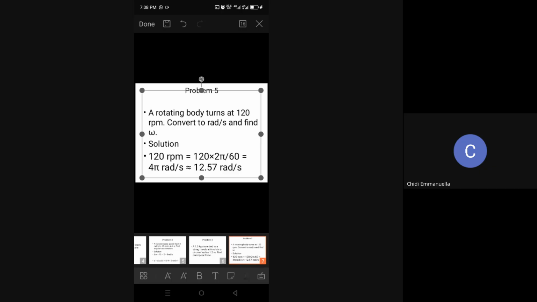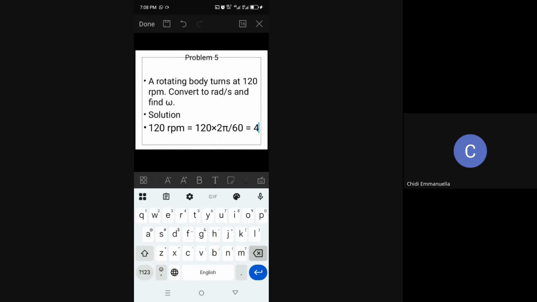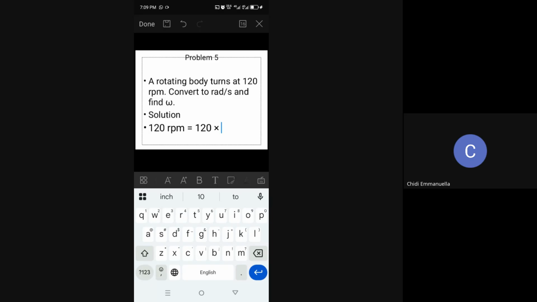We want to convert. Let's start from here. The question says we should convert 120 revolutions per minute to radians per second. This 120 revolutions per minute is 120 times. Now, you know that when something is in a circular form, let's use a circular wall clock, for instance, as an example. A circle is 360 degrees.